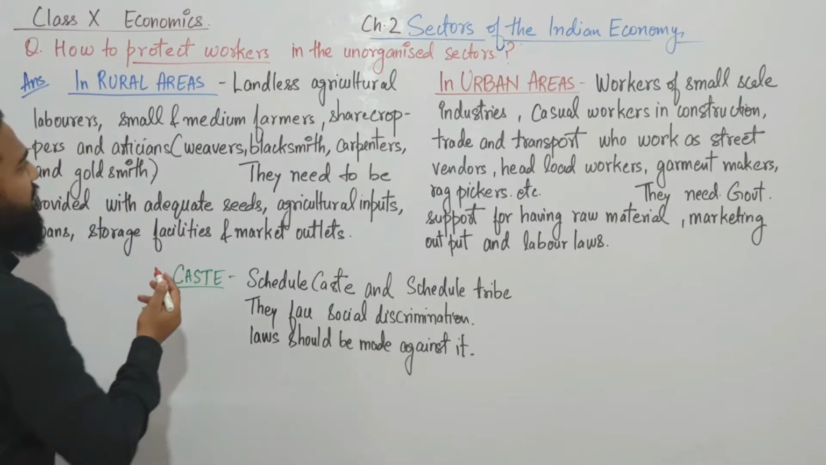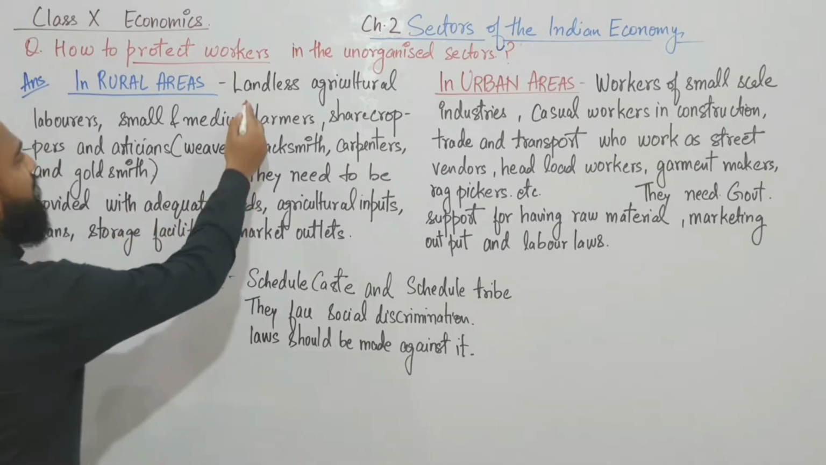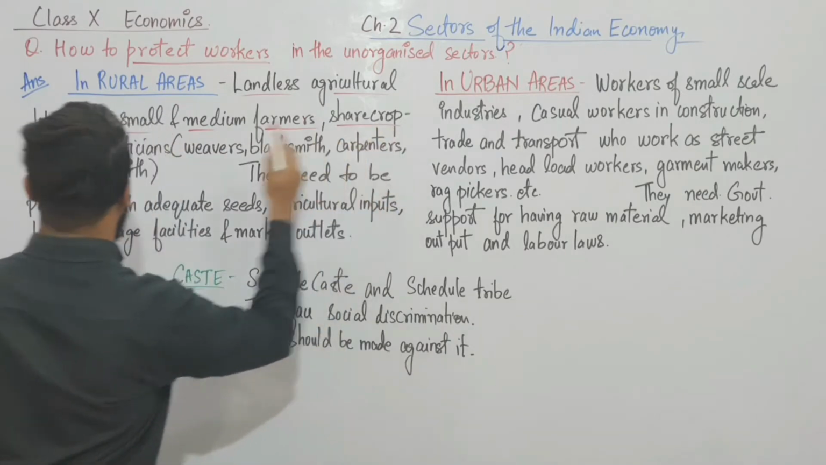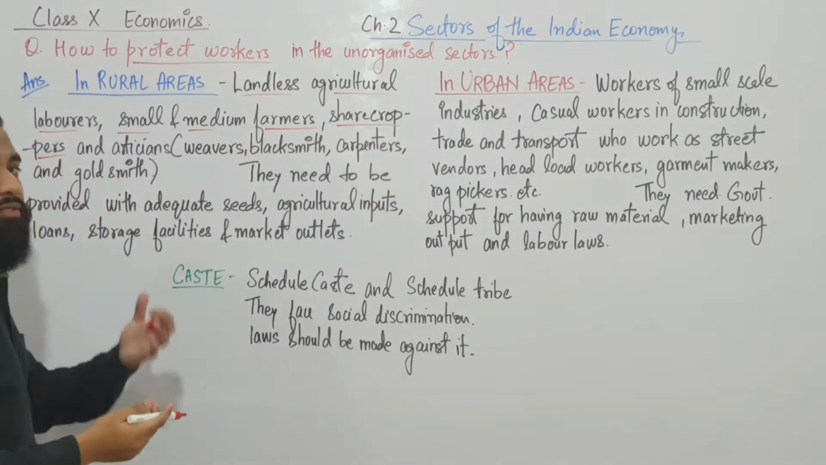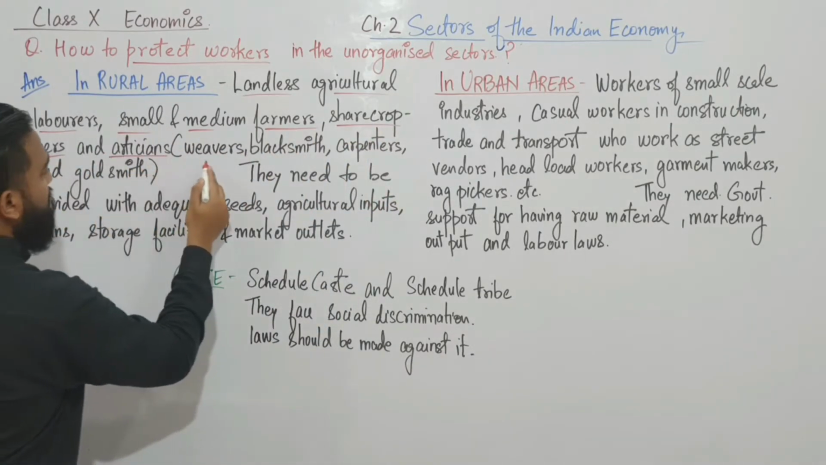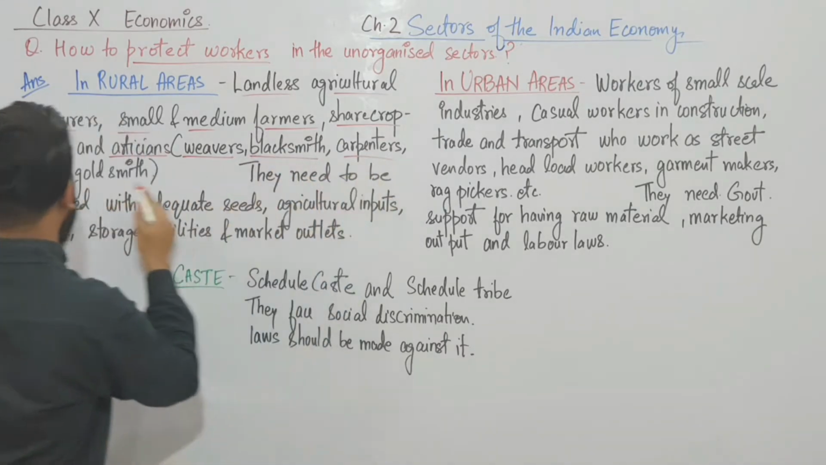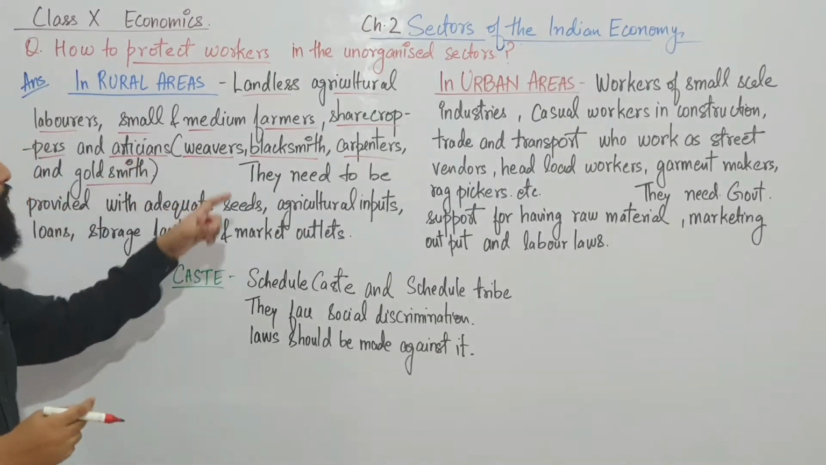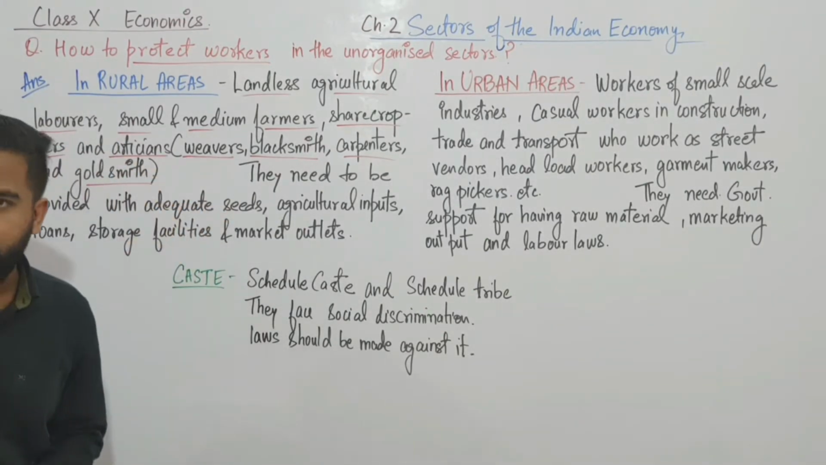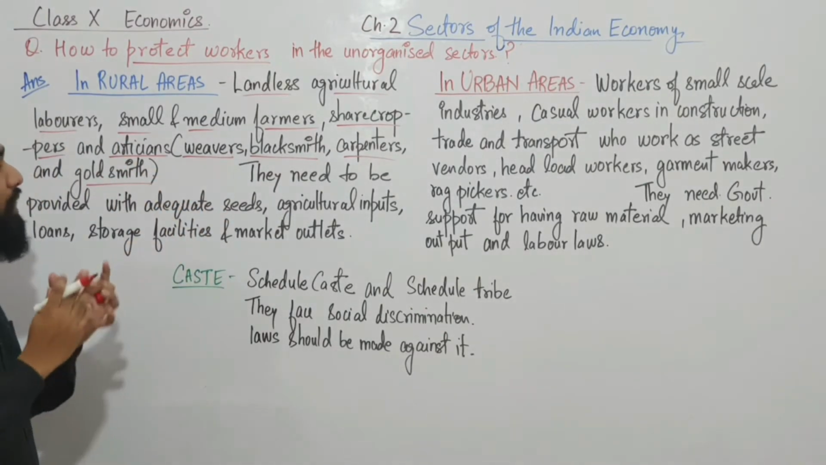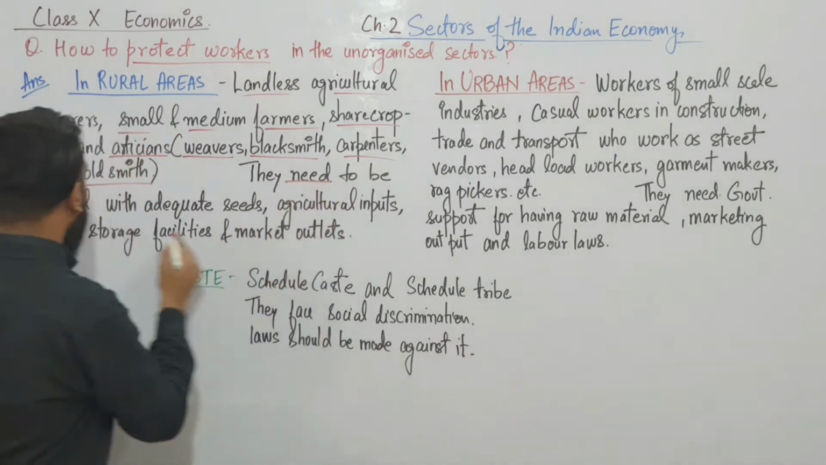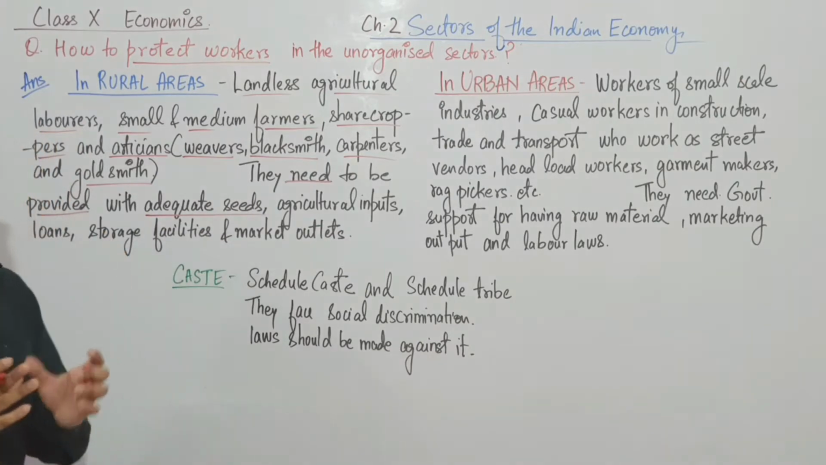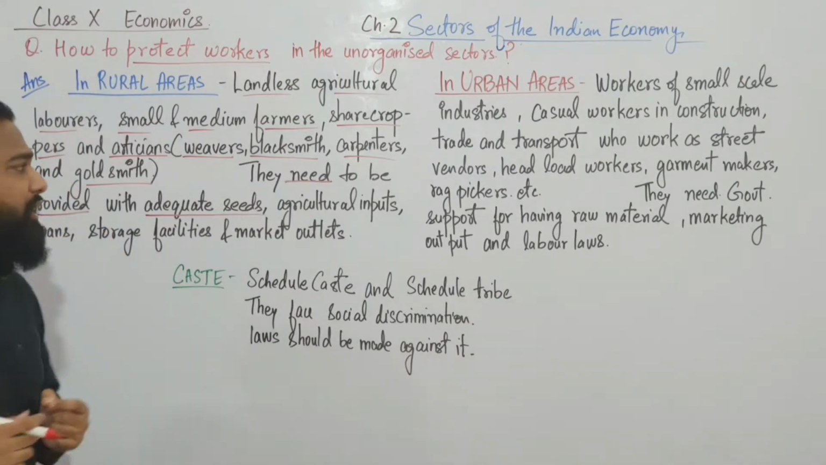Now in rural areas there are certain people like landless agricultural laborers, small and medium farmers, sharecroppers who share the land and give the rent to the tenant, and the artisans like weavers, blacksmith, carpenters and goldsmith. These are those people who suffer the most in the unorganized sector. Now what do they need? They need to be provided adequate seeds. They need seeds in proper amount. They need good quality seeds.